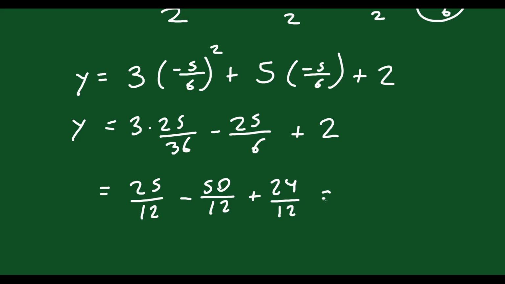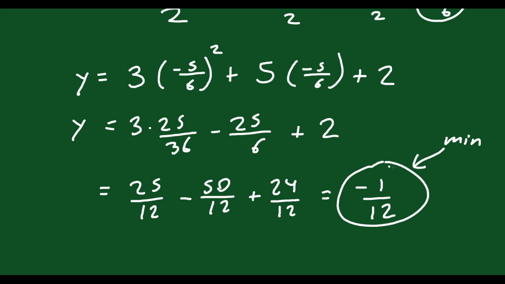Add these all together, right? And you're going to get negative 1 over 12. That's your y value, or your minimum, right? So you get the exact same answers for x and y as you got using method 1.